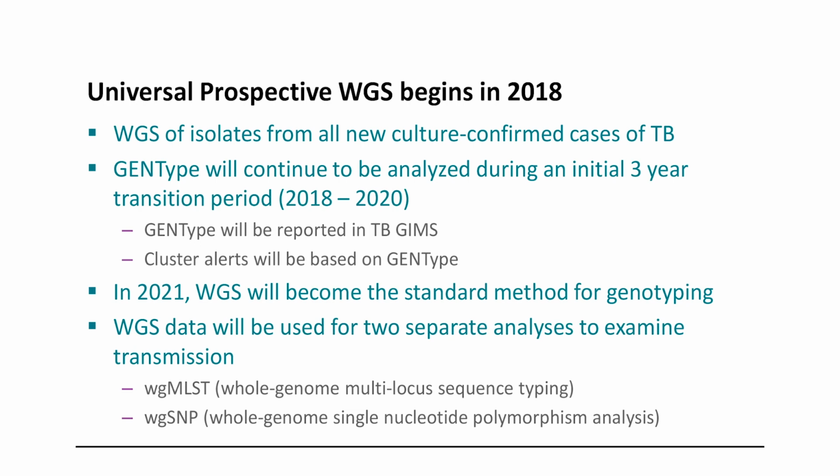WGS data will be used for 2 separate analyses to examine transmission: wgMLST, which is whole genome multi-locus sequence typing, and wgSNP, which is whole genome single nucleotide polymorphism analysis. And I will explain these 2 analyses in more detail in the following slides.